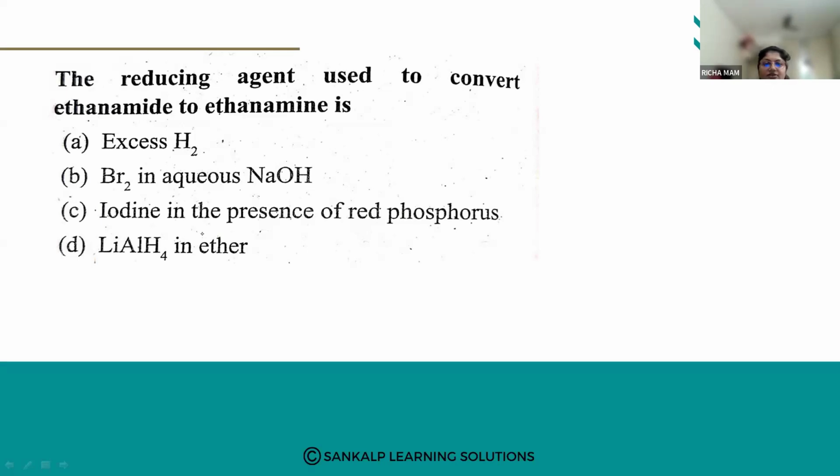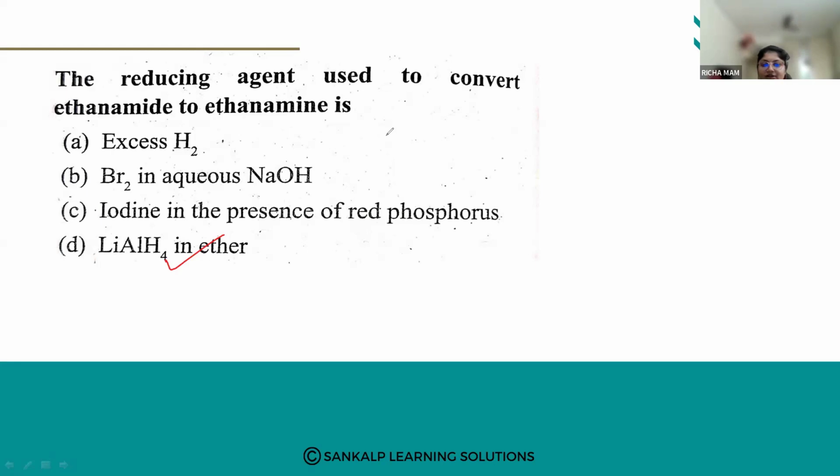Yes, the reducing agent which is used to convert your ethanamide to ethanamine is lithium aluminum hydride. So by using lithium aluminum hydride, you can convert your ethanamide to ethanamine. You can do the reduction.